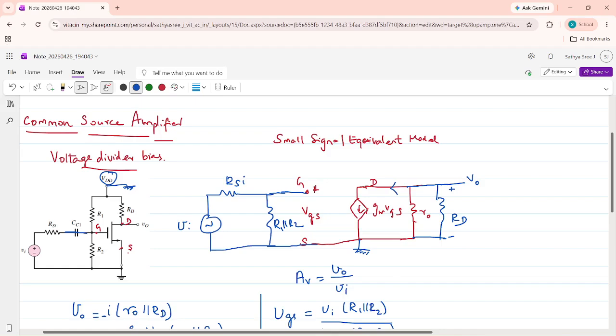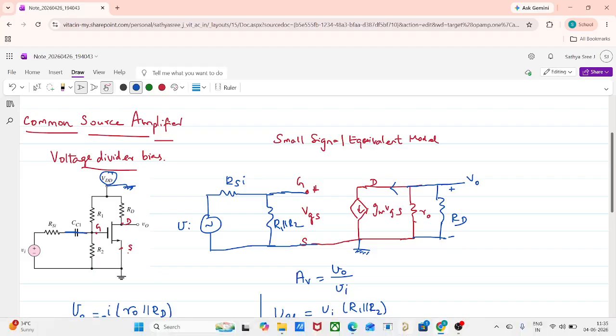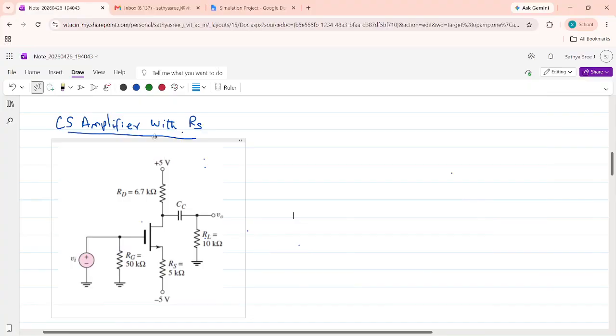So now we will derive the voltage gain of a circuit including the source resistance. We will start to derive the voltage gain of a common source amplifier with the source resistance Rs. You can see there is Rs and here there are positive and negative supply voltages. For the same circuit, we have already posted a video on how to derive the DC operating point. Now we will do the small signal analysis.